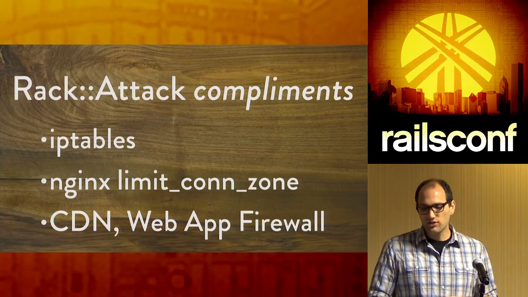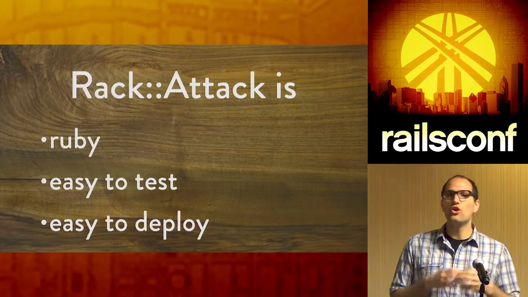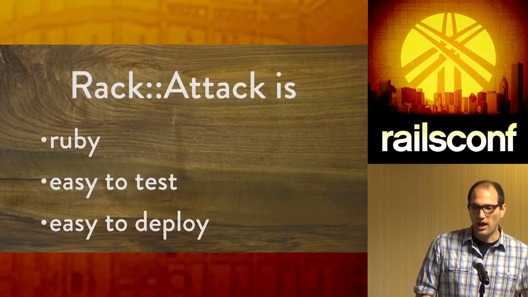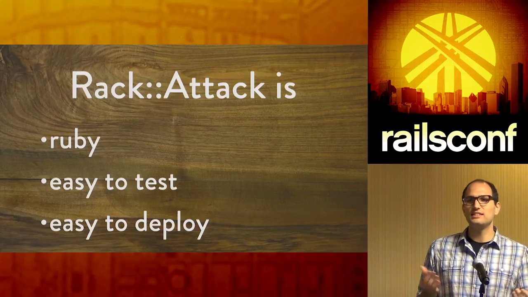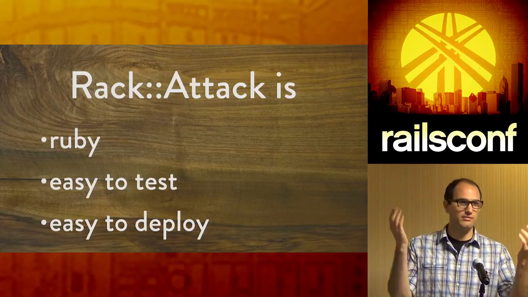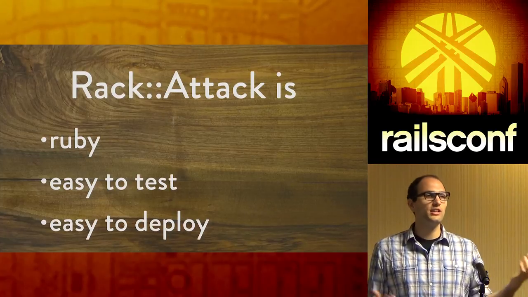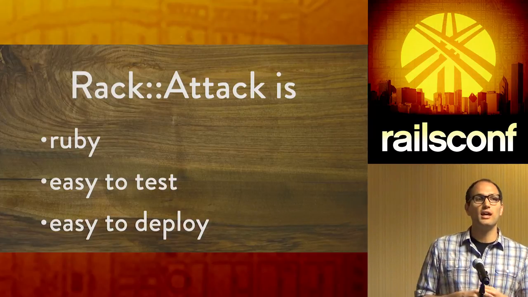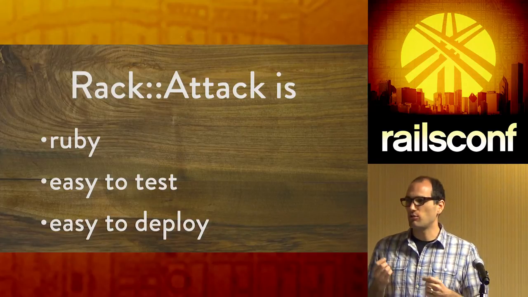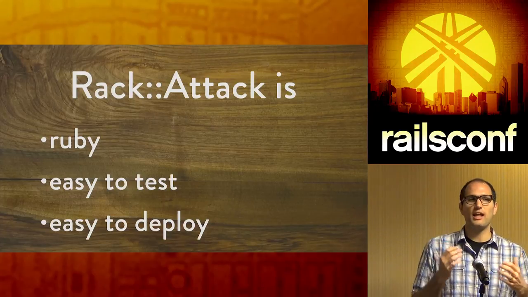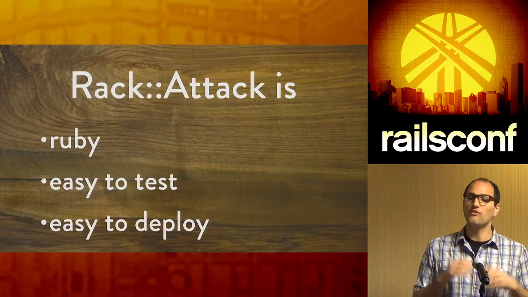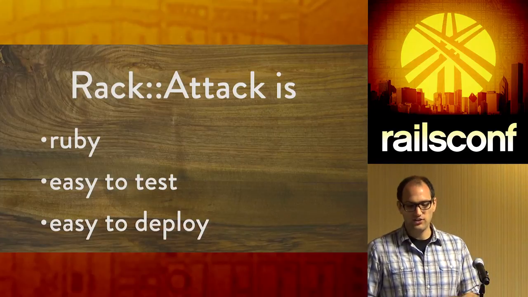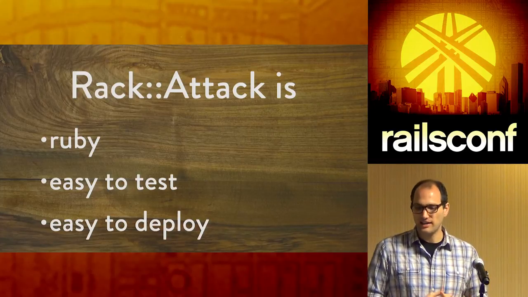But what Rack Attack really is good at is that it's Ruby. It knows everything about your app. Because it's in your application, you can use other logic from your app. Because it's Ruby, it's easy to test. You write integration tests for it the same way you write tests for the rest of your application. And it's easy to deploy because it's Ruby code. I don't know how you deploy changes to a CDN or a web app firewall, but it's probably a different process than how you deploy your Ruby code. And this is something that everybody on our engineering team is comfortable doing. So that's where Rack Attack can fit into your application security mindset.